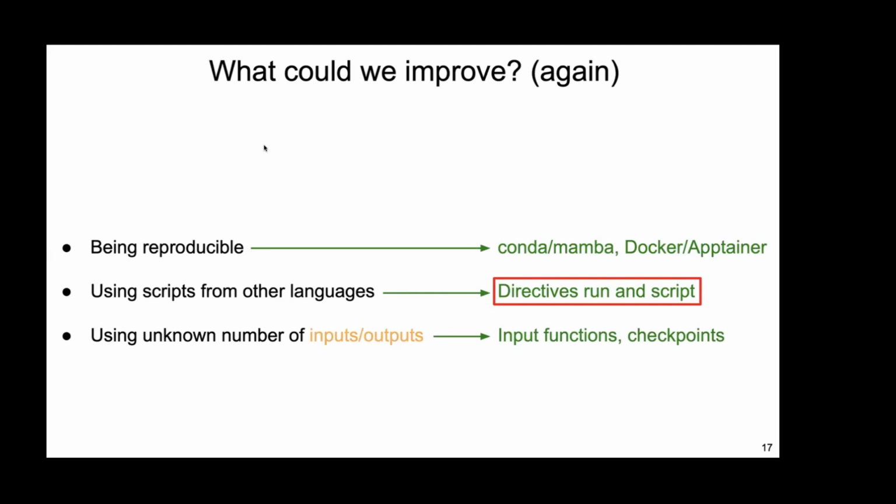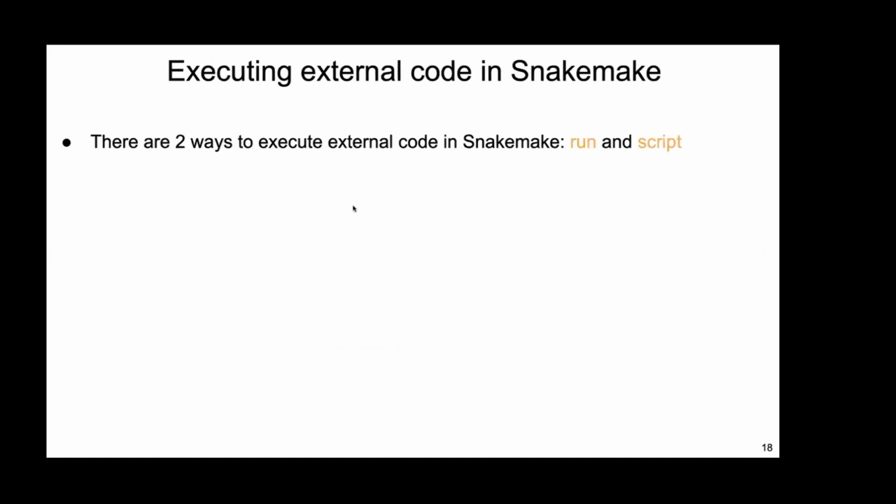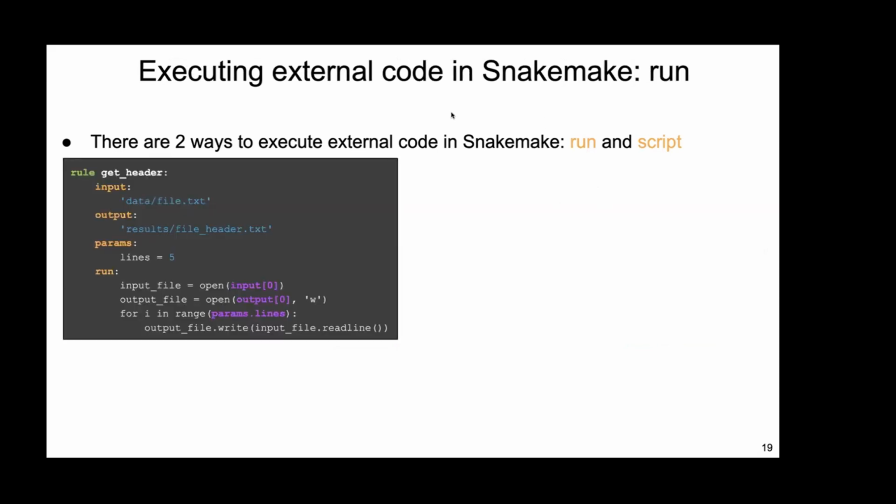Right. So with that in mind, then we jump into how we can actually use scripts from other languages with Snakemake, and that brings us to the directives run and script. And so there are two different ways to execute external code in Snakemake. One is the directive run, the other is the directive script. And so we're going to go first with the run.